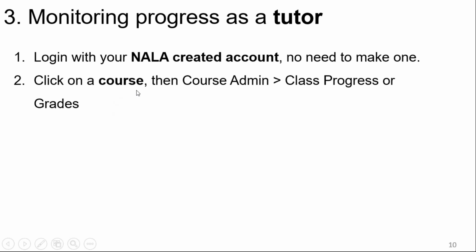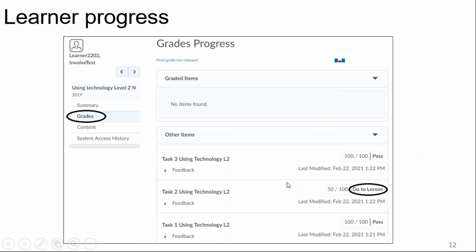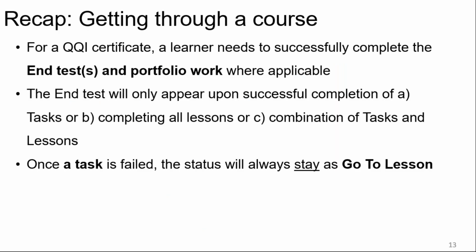And then you would click on a course, course admin, and class progress or grades. There's different views that you'll get. So you can see grades like this, where you can see all the learners and see, for example, all the tasks in a course and all the questions in the end test. Or you can also see the same view that the learner sees by going to class progress, picking a learner's name, and then looking at their grades and go to lesson.